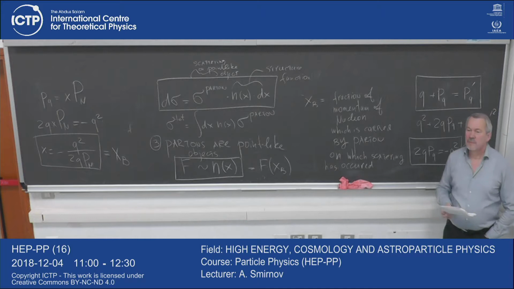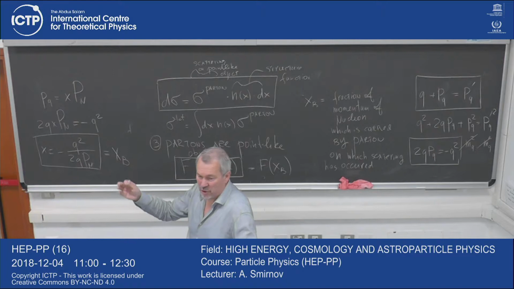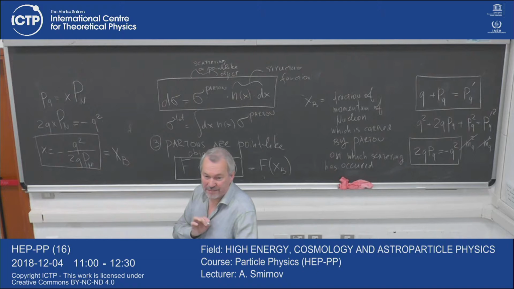Or in other words, we have a fixed target experiment, which is what usually happens, and you see an event with a given q squared, which means that you can find what is x, and in this way you measure the momentum of the parton on which scattering occurred.